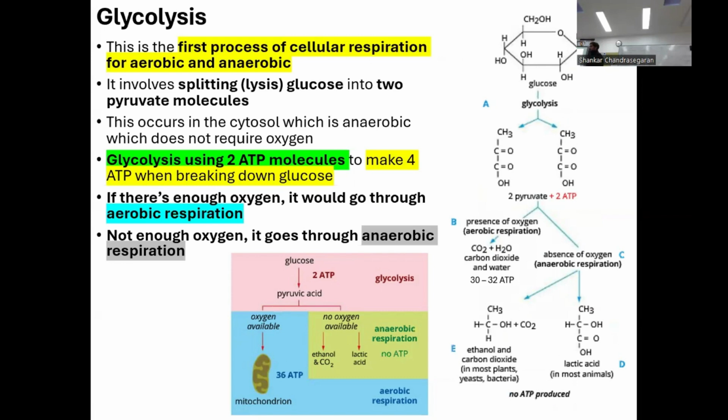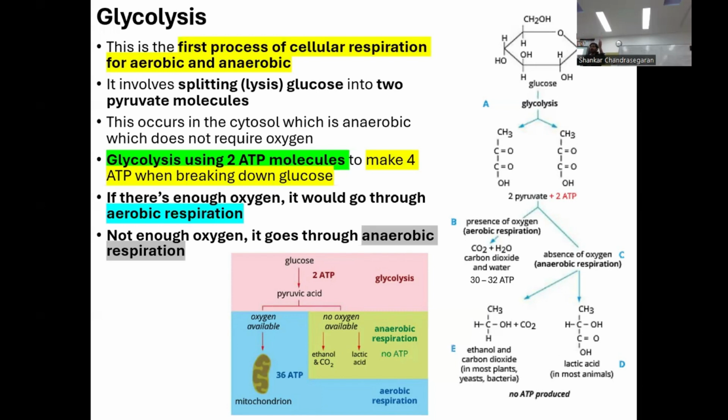Actually, it produces 2 ATP, but in anaerobic, it does not produce any ATP. So essentially, aerobic is what we want. Oxygen is present. That makes 30 to 32 ATP when oxygen is present. When oxygen isn't present, it will undertake anaerobic respiration, which involves the first step, which is glycolysis, and then moving on to it, right? The first stage, glycolysis, is going to generate 2 ATP. But the rest of the anaerobic respiration actually doesn't generate any ATP.